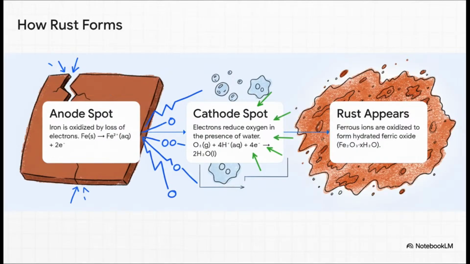become anodes. This is where iron atoms lose electrons. They oxidize. And just like in our Daniel cell, those electrons travel through the metal to another spot, which becomes the cathode. There, in the presence of water and oxygen from the air, they reduce that oxygen. So think about it. We have an anode, a cathode, an electrolyte, which is the water droplet, and a wire, which is the metal itself. It is literally a self-destructing battery.